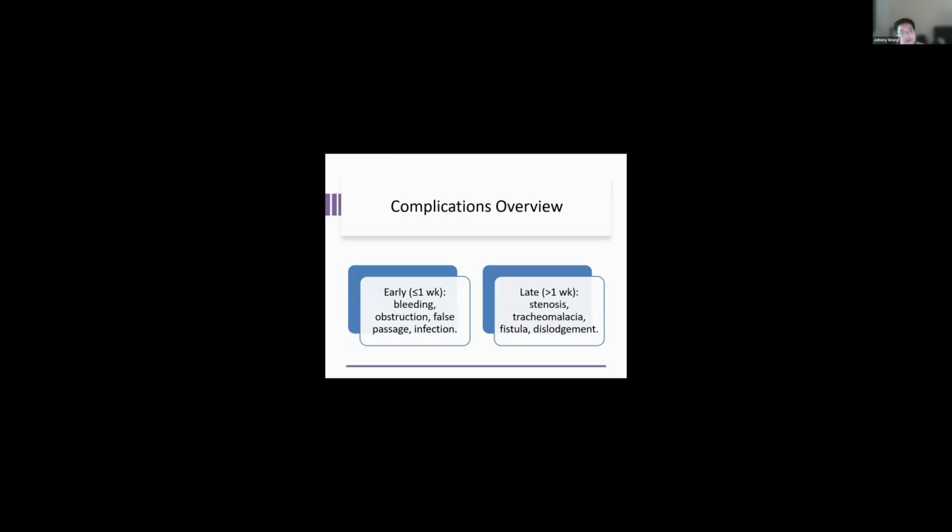So, an overview of some common complications. Early, when we say less than 1 week, we expect complications involving bleeding, obstructions, false passages, and potentially infections. When we talk about late complications, we're usually talking about stenosis, tracheomalacias, fistulas, and dislodgements. I don't want to make it a complicated lecture going over all of these.